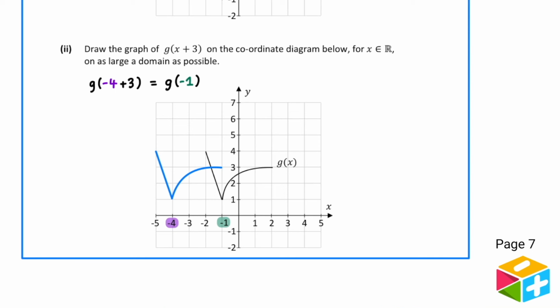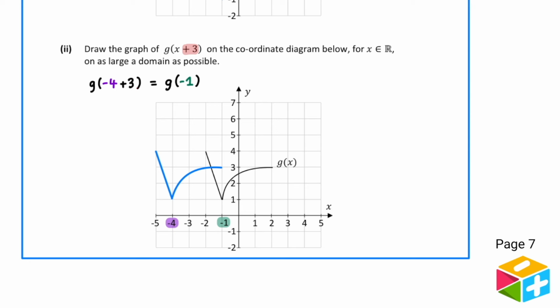In part 2, we're asked to consider g of x plus 3. Here, a shift of +3 has been applied to the input value. If we were to sub in x equal to -4, this would come out as g of -4 plus 3, which is g of -1.